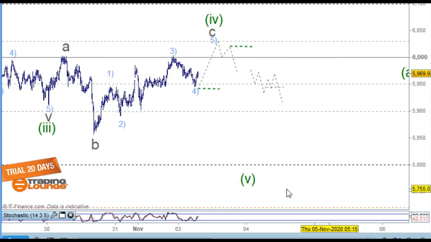Alrighty, I'll leave it at that for the time being. And this is also in line with the S&P 500, of course, so that's all pretty easy. Okay, cheers.